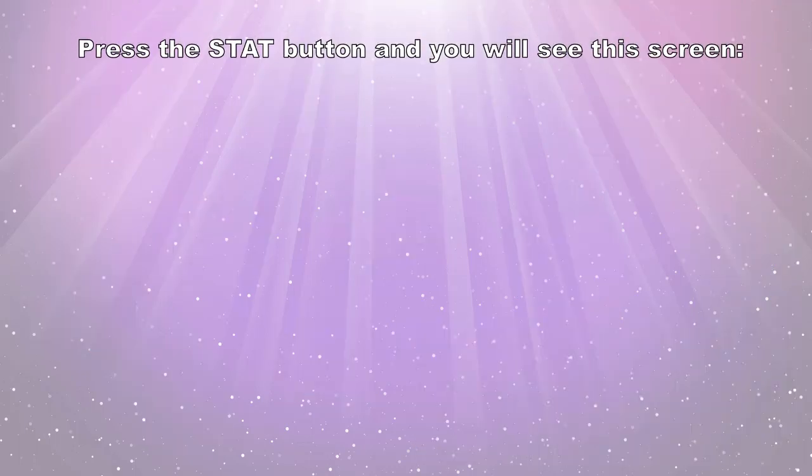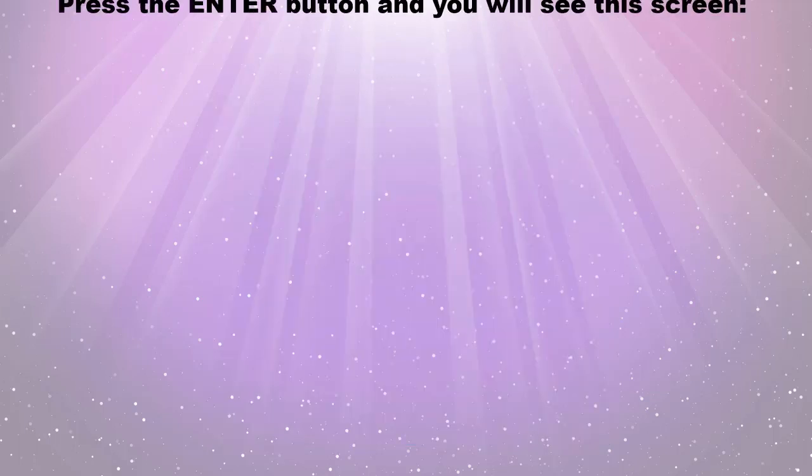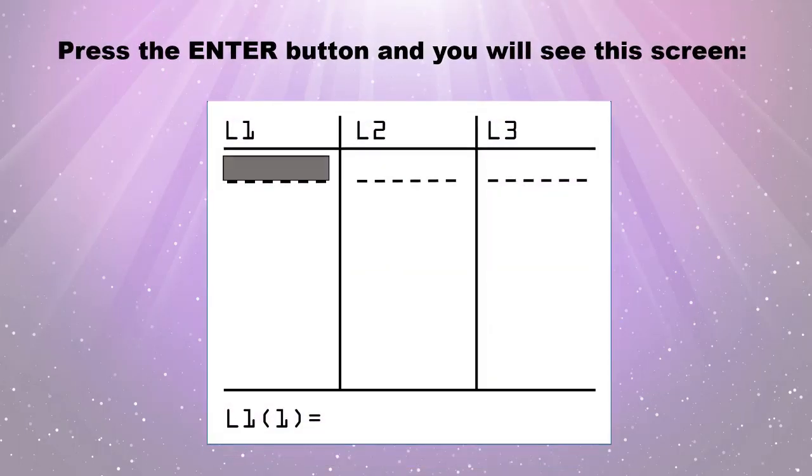Well, our first step is to press the Stat button. And when you press the Stat button, what you'll see is this particular screen. It's the Stat Edit screen. And the Edit tab at the top is highlighted, and the first choice on the list is also highlighted. If we go ahead and press Enter, then we're taken to the Stat List screen with L1 and L2 and L3 across the top. Those are the lists that are built into our calculator.